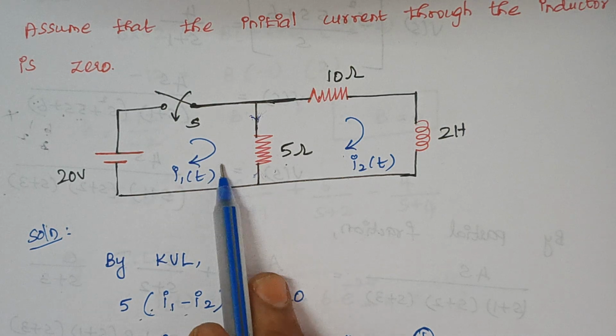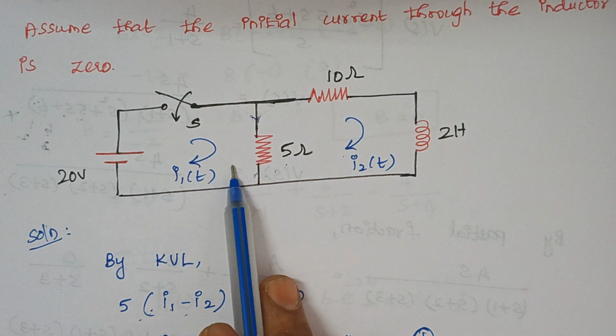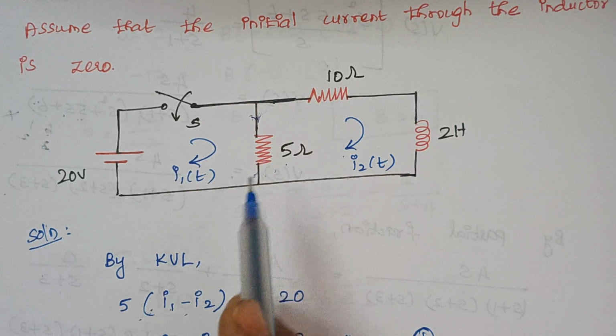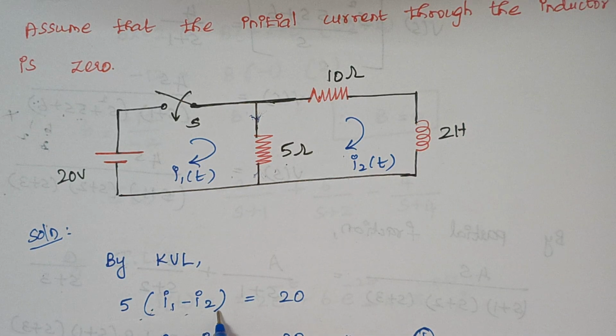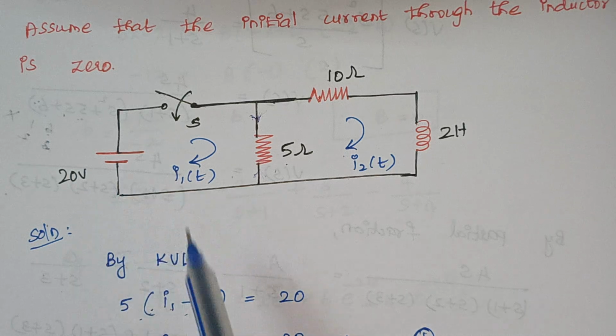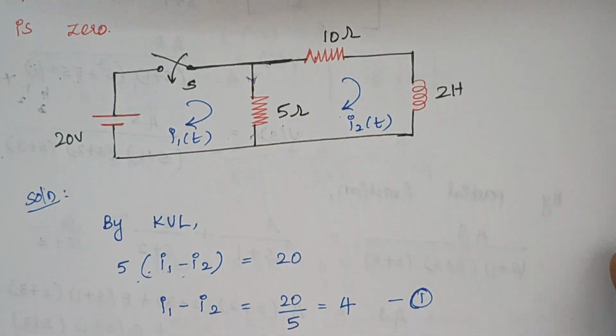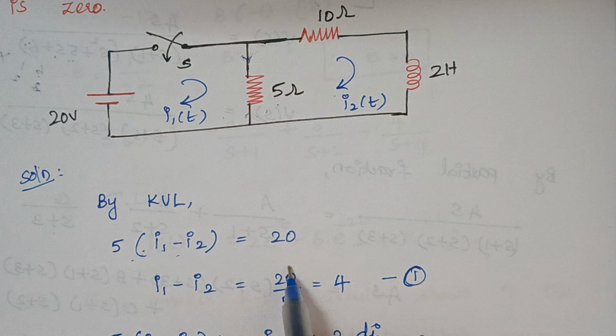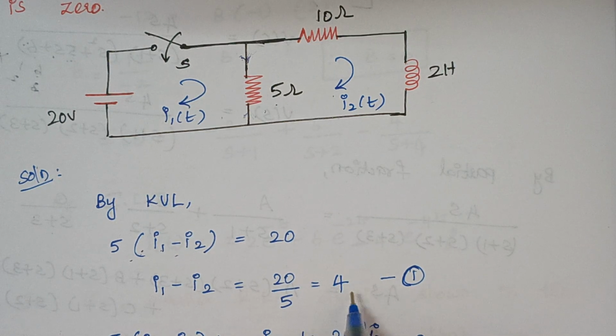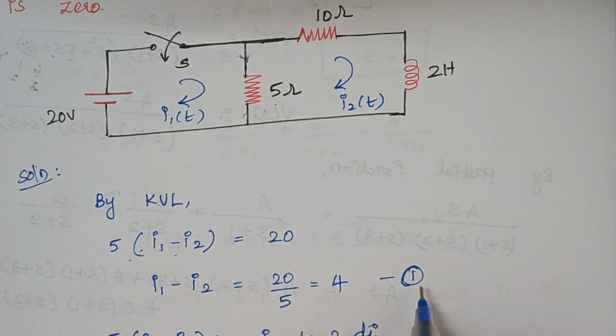Since we are considering loop 1, right, we are writing the KVL for loop 1. Therefore, 5 into I1 minus I2, which is equal to the voltage rise, is 20. So when you solve, I1 minus I2 is 20 by 5, which is equal to 4. Okay, let this be equation number 1.